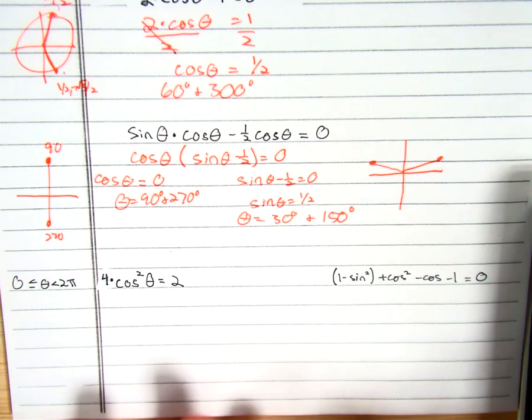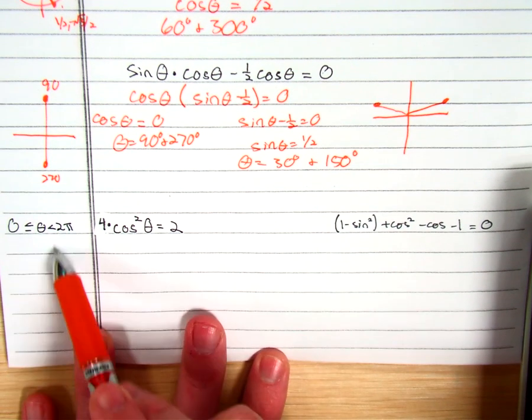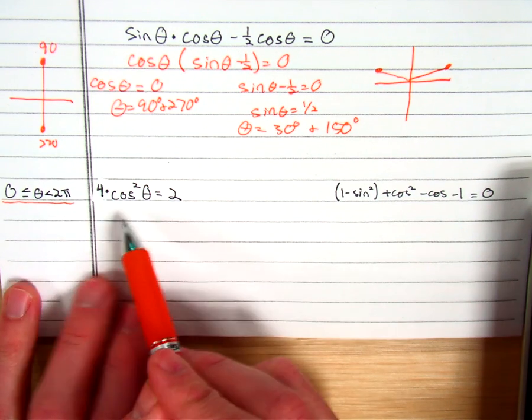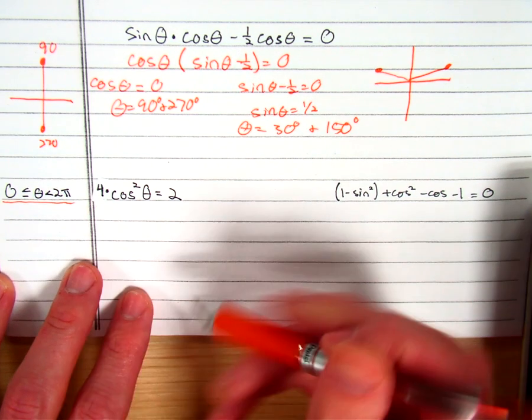Okay, I'm going to do one more with you just because this one's a tricky one, and we're switching gears to radians. Okay, we're going to divide by 4.